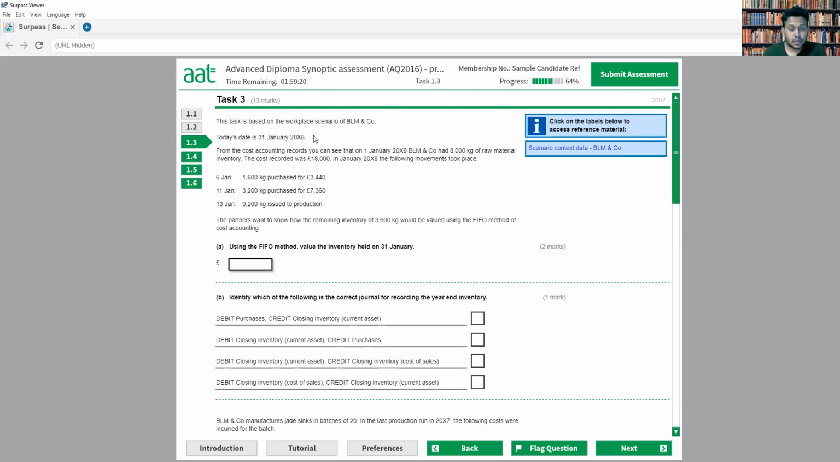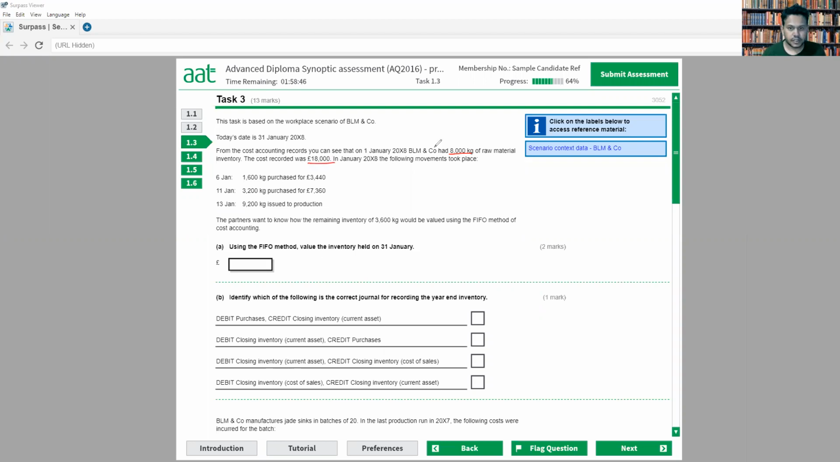This task is based on the workplace scenario for BLM and Co. Today's date is 31st of January 2018. From the cost accounting record, you can see that on 1st January 2018, BLM & Co. had 8,000 kilos of material inventory. The cost recorded was 18,000. In January 2018, the following movements took place. Okay, that's fine. So what is happening here? We can see that was my stock, and the cost was 18,000.